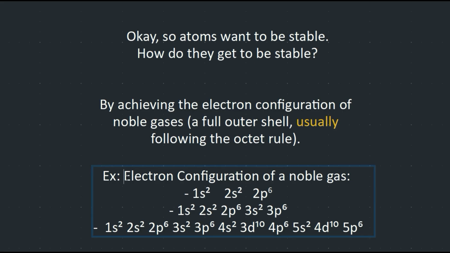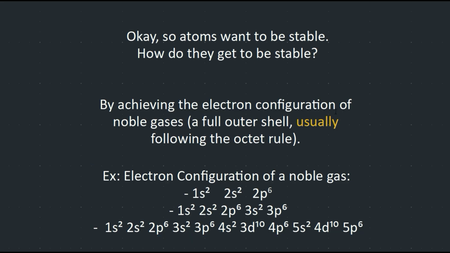So basically, for example, you can see over here 2p6. Remember, p can accommodate up to 6 electrons, and this is a stable configuration. This too is a stable configuration. This too is a stable configuration. Okay, guys. 3d10, because d can accommodate 10, right? So this is a stable configuration.